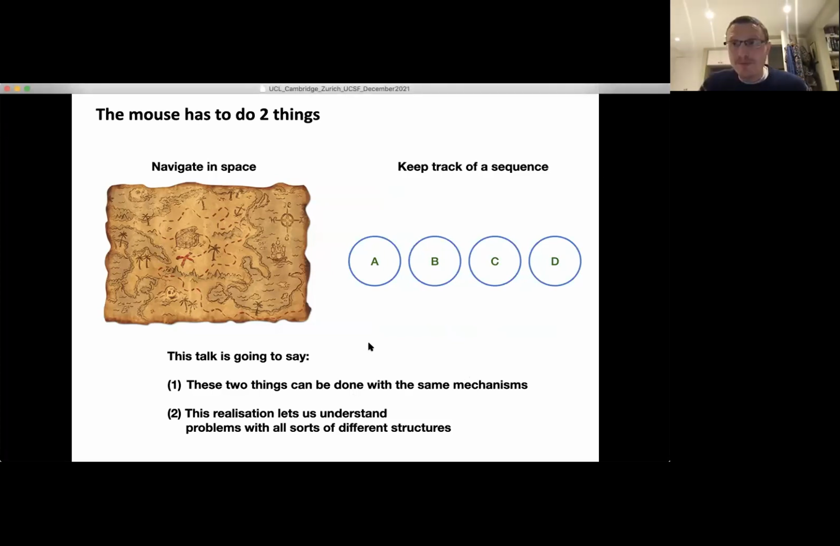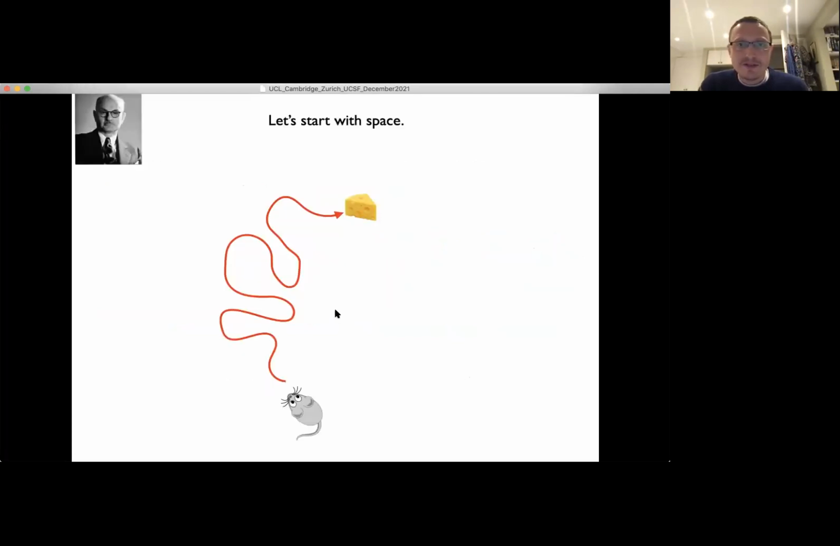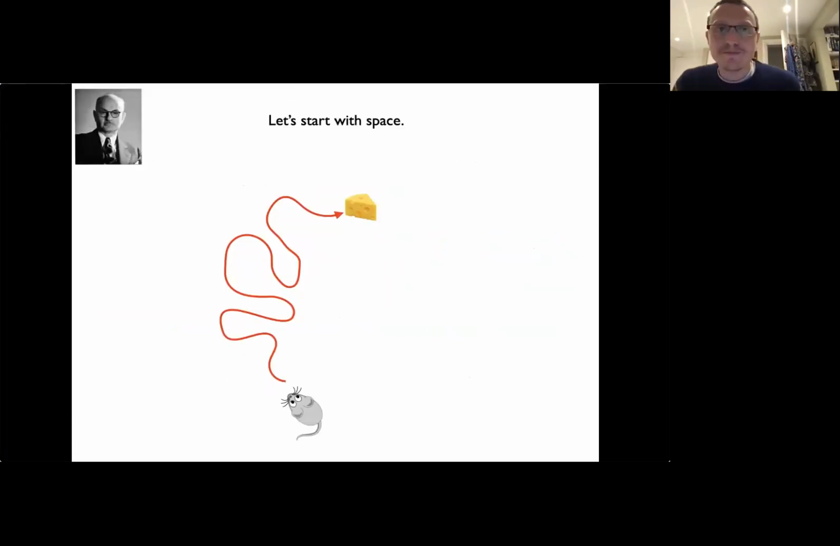That's the sort of take home, is that by modeling sequences, you can make some really rich inferences and predict some brain data. And so let's just start at the beginning now with space. This is a mouse that has found some cheese using this rather tortuous route.